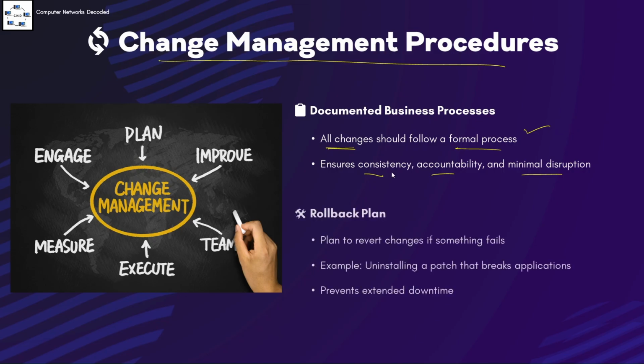There should always be a rollback plan when any change is planned. So always plan to roll back changes if something fails or the change does not go as per the plan, for example, uninstalling a patch that breaks the organization application. This prevents extended downtime to the organization systems and processes.